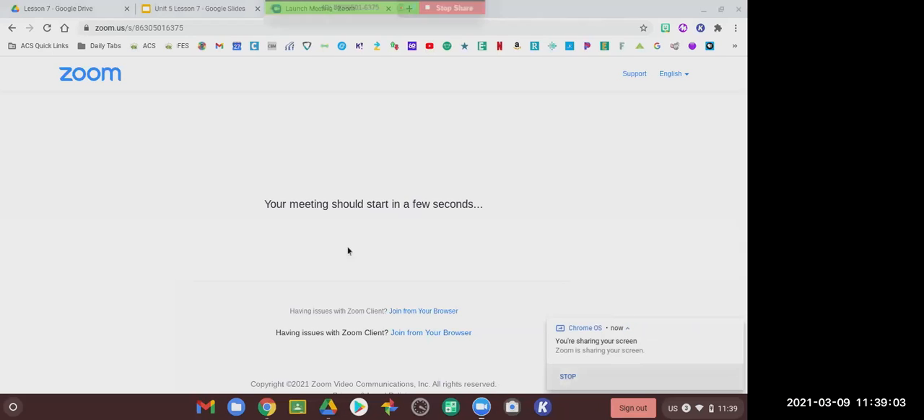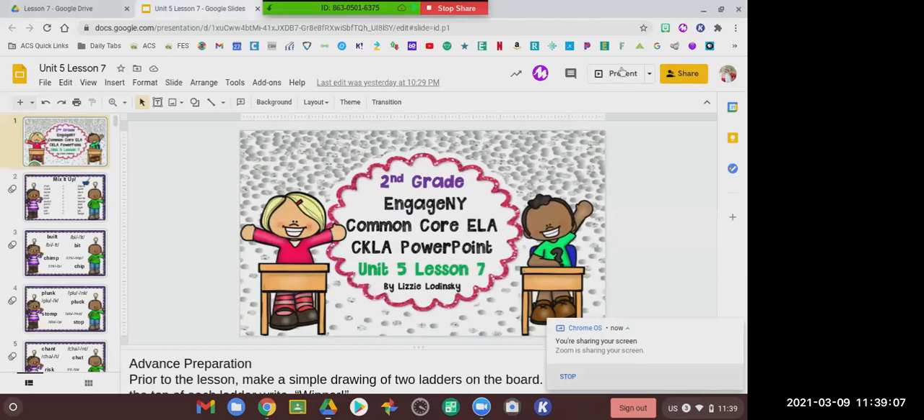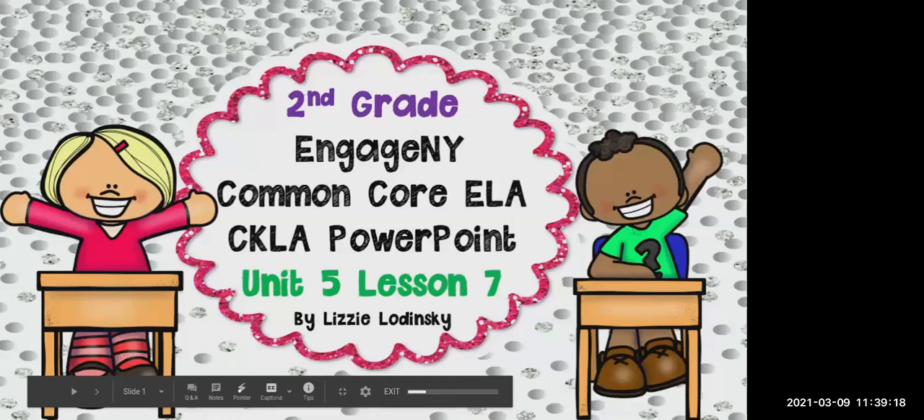So I'm going to go ahead and share my screen so we can get started on our lesson. And we are on lesson 7 today in phonics on unit 5. All right. And the first thing that we're going to do today is some mix it ups. Our first word is the word chart.